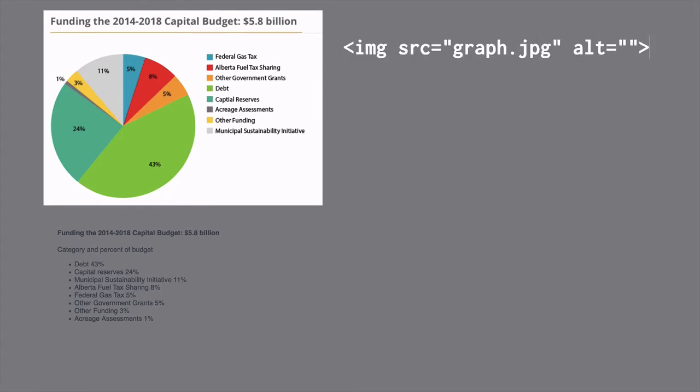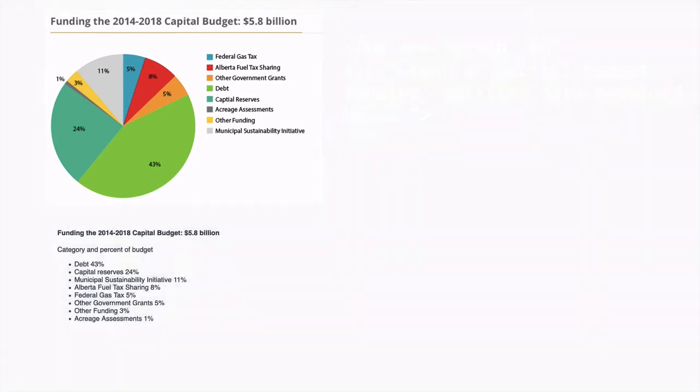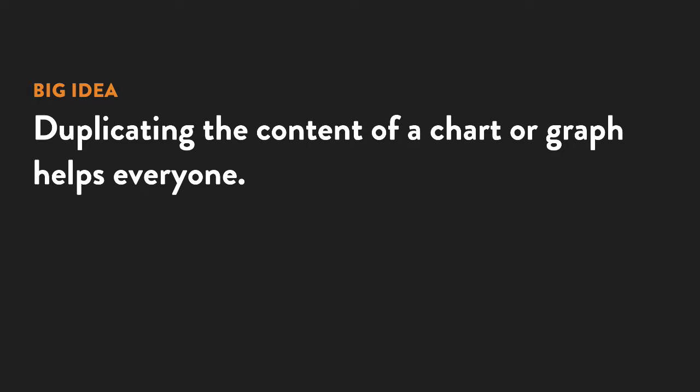But think about the flow of the entire page. If you're referring to the graph from elsewhere on the page, you might have alt text for the image, such as "graph of capital budget funding, detailed data provided below." Then the screen reader user knows that there's a graph on the page, but they'll get the same information further down. Duplicating the content on the page not only benefits the screen reader users, it also helps visual users who might have trouble understanding the chart and would understand it better if the information was presented in a different way.